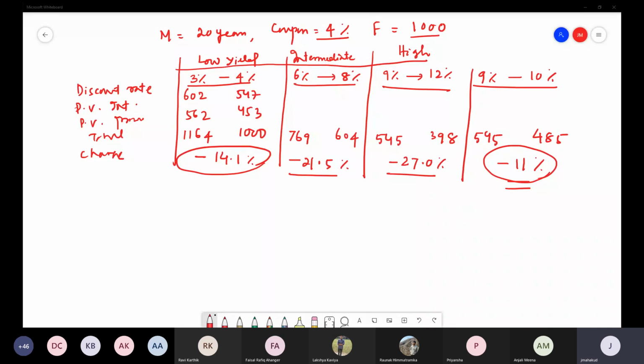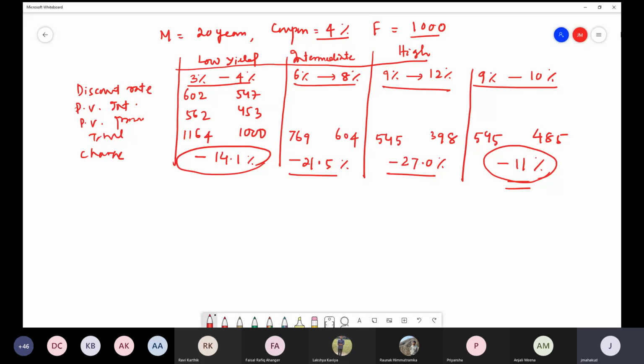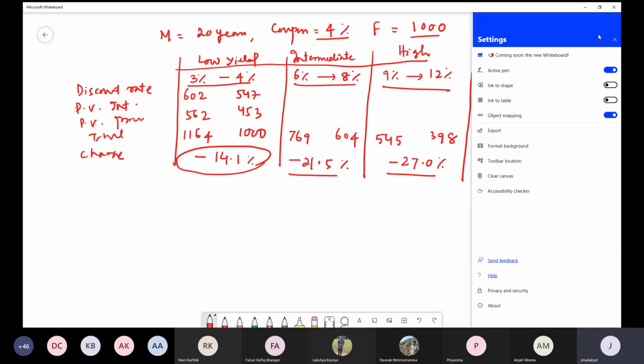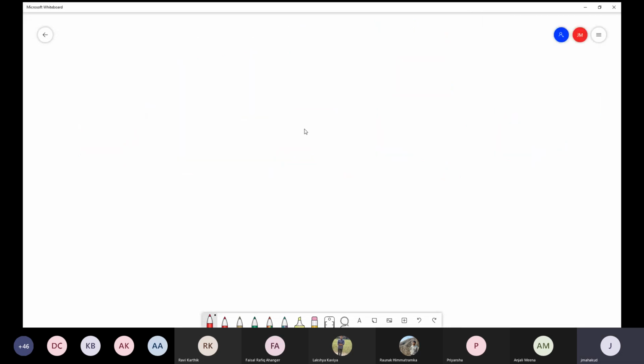There are different types of yield concepts that we always use in bond valuation or in the bond market. The first one is what we call the current yield. There are different types of yield that we observe in the market, and sometimes people use different terminology. Let me give you an idea. We can start with the nominal yield.